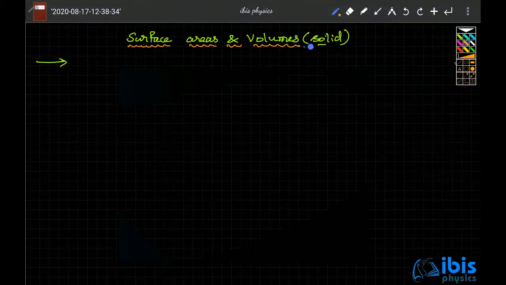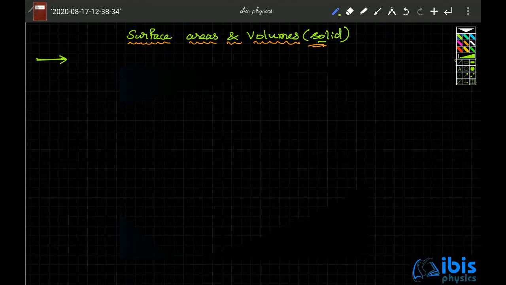Surface areas and volumes. So we are beginning to talk about solids as opposed to surfaces. See, in the last chapter, we had studied about the area of a triangle, area of a rectangle, etc. Let's talk about this.